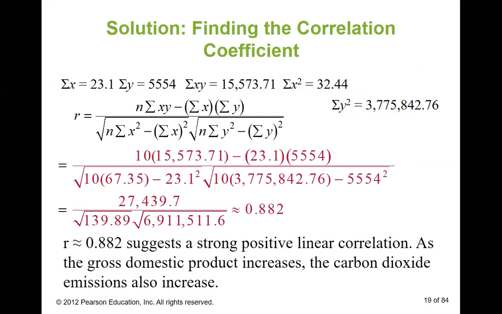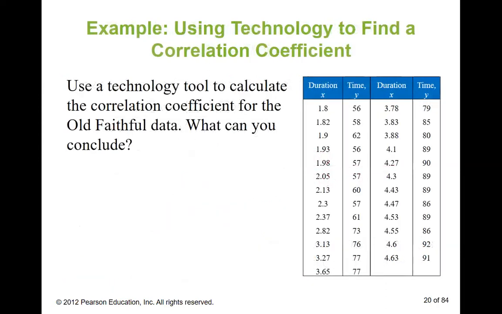I would say strong positive. And if you remember when we looked at that graph originally, it's the one you wrote on your paper on the front of this packet, then we do see that it is increasing. It does look kind of like a line. And so what we could say is, as the gross domestic product increases, the carbon dioxide emissions also increase. But we cannot say there's a cause and effect relationship there.